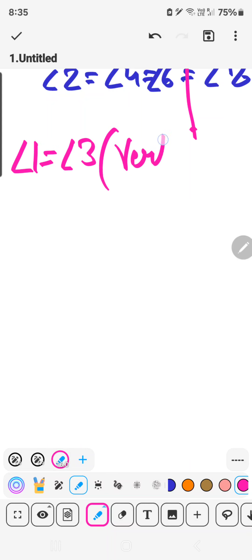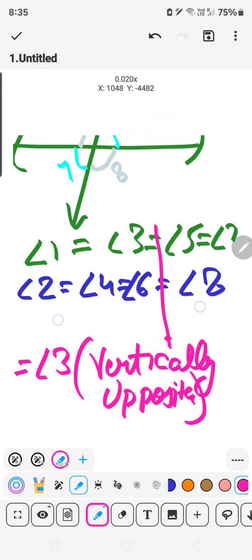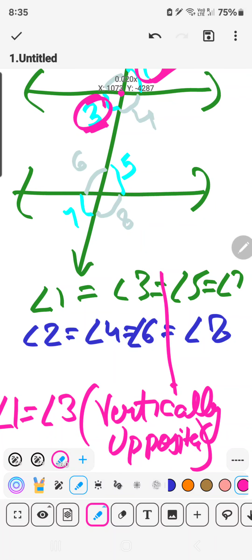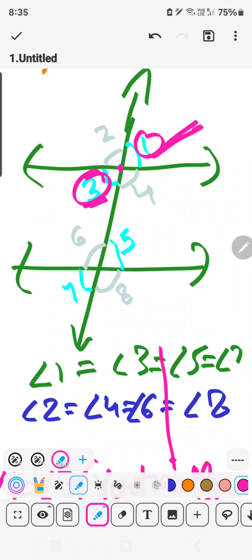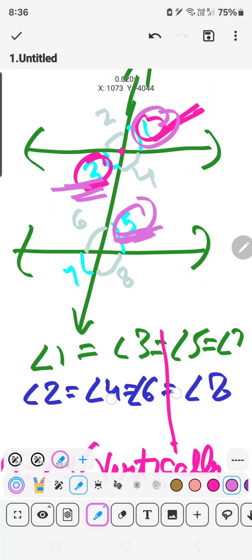Why? Vertically opposite. Clear? It is vertically opposite. Now, why is angle 3 equal to angle 5 and how is angle 1 equal to angle 5? This question arises. Of course it arises. Now I'll tell you why angle 3 is equal to angle 5 and angle 1 is equal to angle 5.